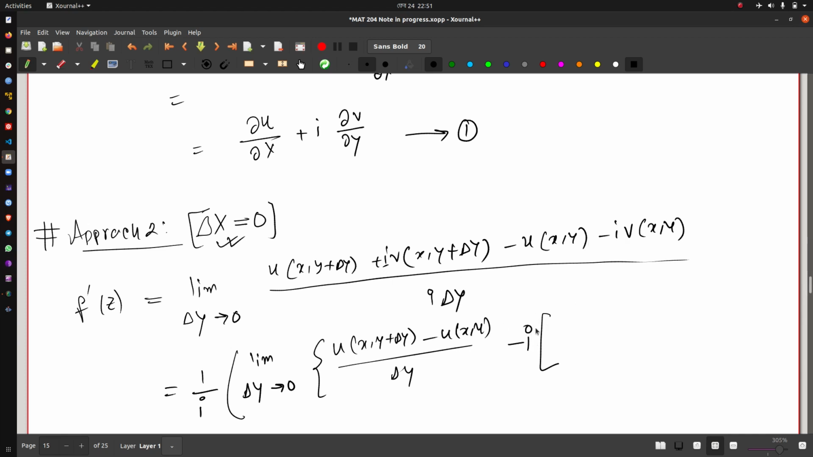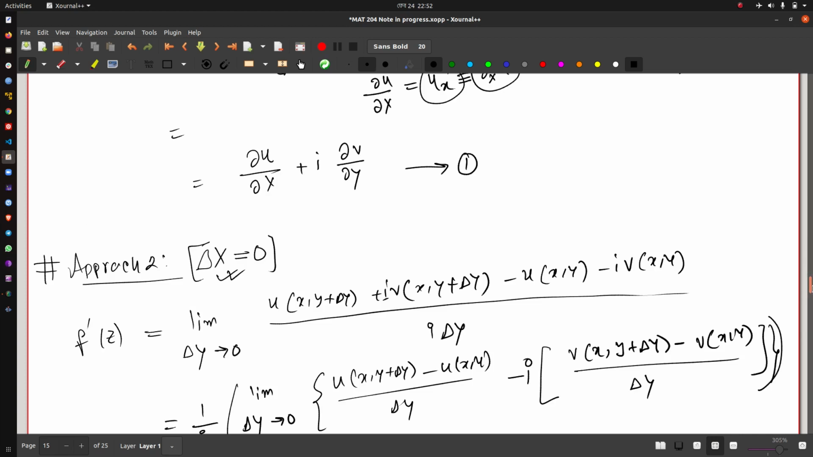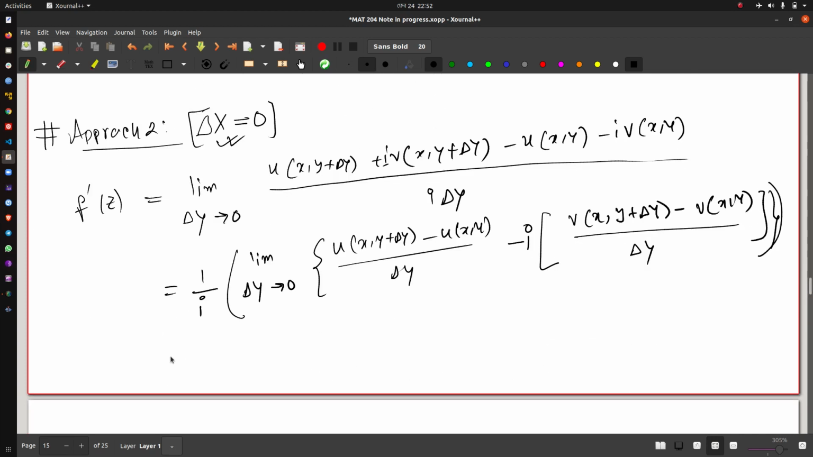That means you can factor out an i as well. So this is just v of x, y plus del y minus vxy over del y, and yeah, that's pretty much it. So you can keep this 1 upon i, and this is again du by del y, the definition of partial derivative, and this is dv by dy, or uy, vy. So this is 1 upon i times uy, sorry, it shouldn't be plus, it's minus i vy.